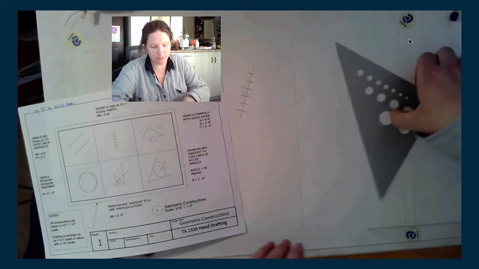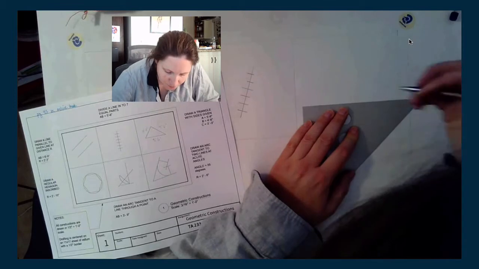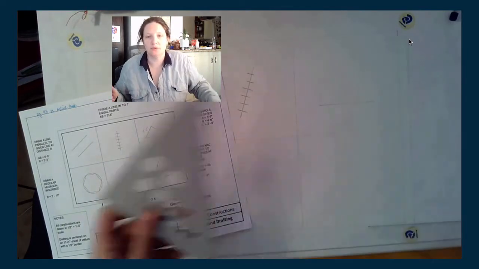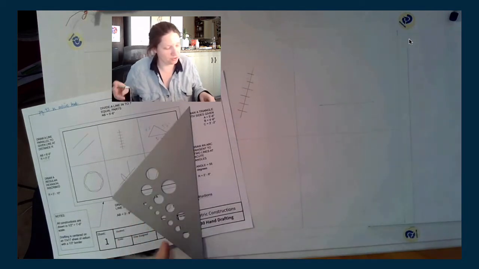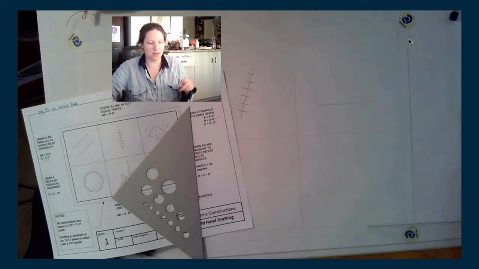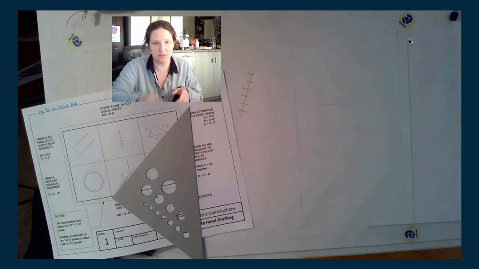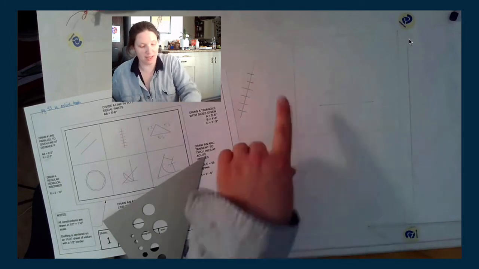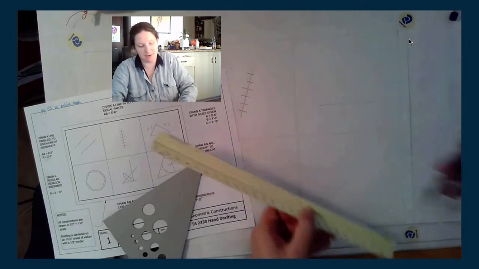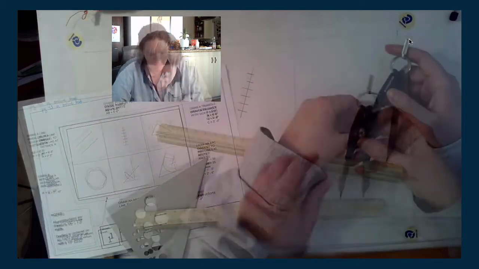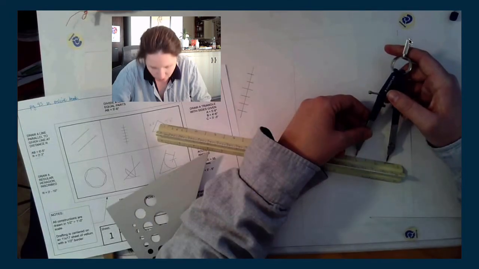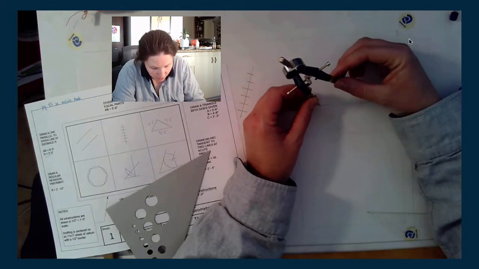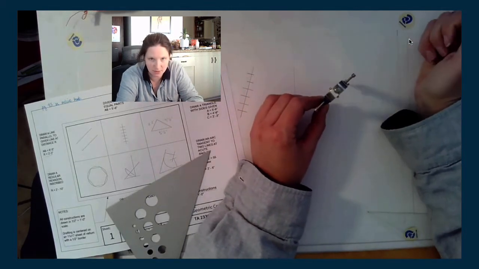5'6" for the base of my triangle. Got it, great. Now we're going to find the intersection of those other 2 lines using our compass. So I will start with the 3'3" leg, which is going to land over here, and I'll set my compass to 3'3", 3 foot 3 inches in 1/2" scale. Great. So now I'll place the anchor point at this point here, on the end of that line.